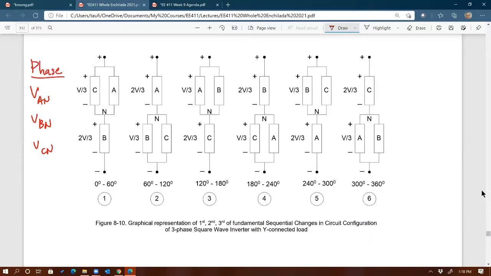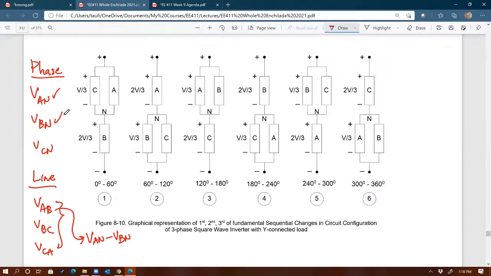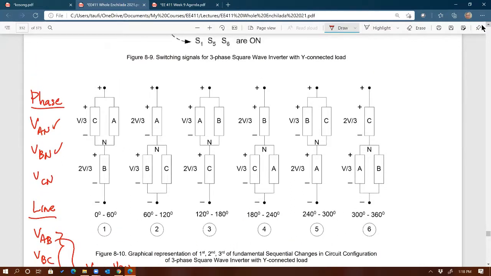VAN, VBN, VCN. That's called phase voltages, right? How about line voltages? Well, line voltages is VAB, VBC, and VCA. Right? I could get this once I get the phase voltage, because I know that VAB, for example, that's just VAN minus VBN, right? So if I know VAN, I know VBN, and I would know VAB, right? So how do we determine VAN, VBN, VCN?